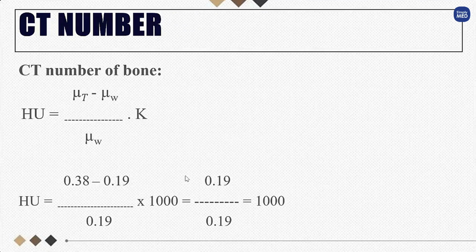So here we have HU, the tissue having a linear attenuation coefficient. We are calculating for bone. So bone has a linear attenuation coefficient of 0.38. So we subtract 0.19 from 0.38, divided by 0.19, into 1000. So it will be 0.19 by 0.19 into 1000, which is 1 into 1000, which is 1000. So we get the CT number value of bone as 1000.